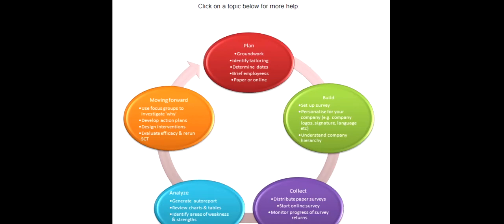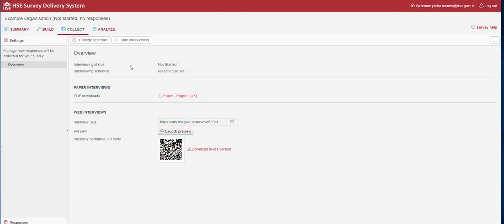Once you've finished building your survey and you're happy with the end result, the next phase is the collect phase. In the collect phase of your safety climate tool process, it's the part where we start sending out our survey that we've planned and built. The first thing to do is set a schedule for when your survey will start and when it will finish.